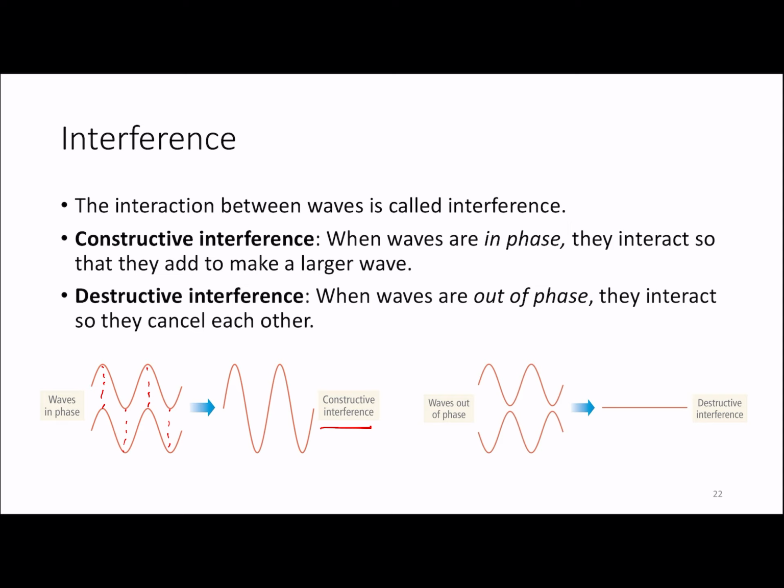Then destructive interference happens when waves are out of phase and they interact with each other. When they're out of phase and interact, they cancel each other out. And that's what destructive interference is.